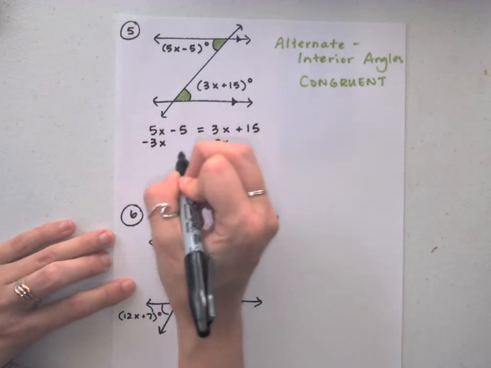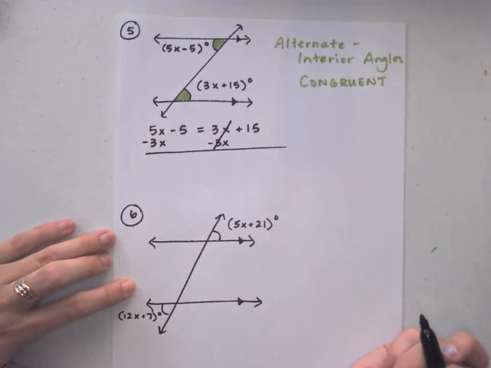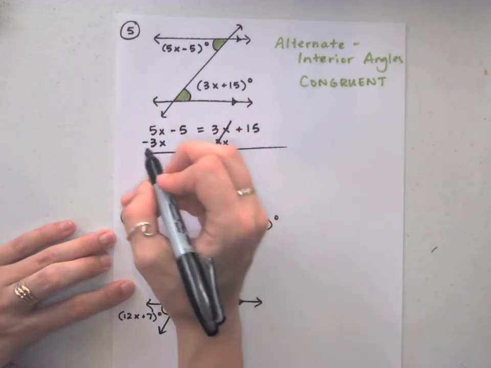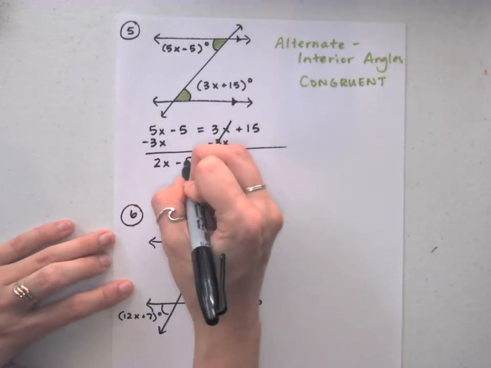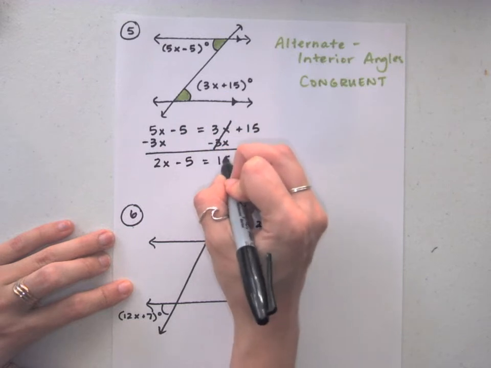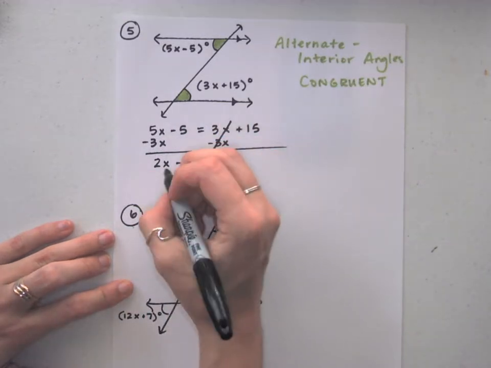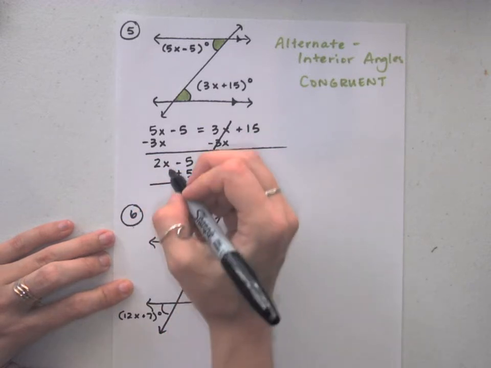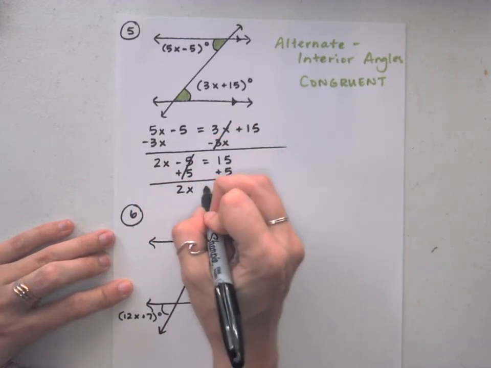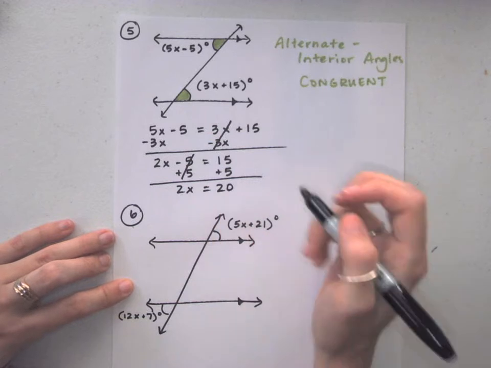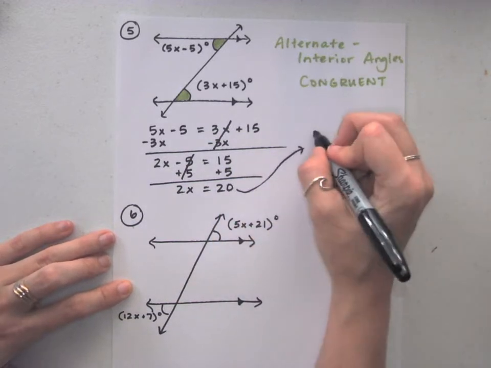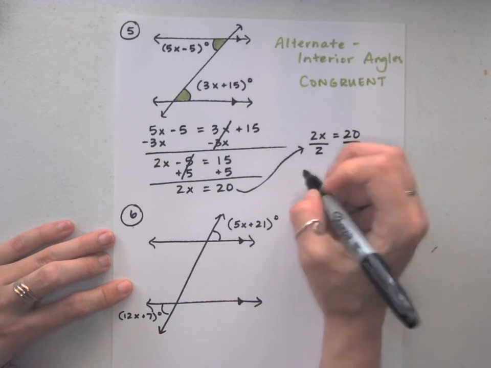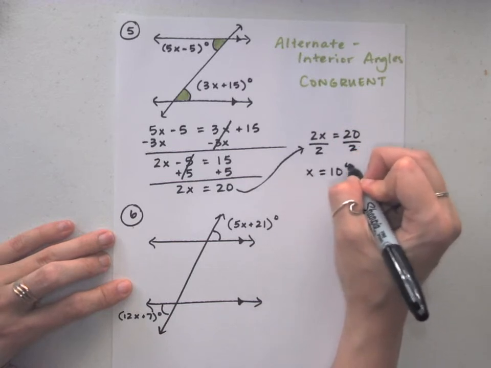I subtract 3x from both sides. Remember, when you're solving an equation, whatever you do to one side, you have to do to the other. 5x minus 3x is 2x. Now I want to isolate the variable term, so I'm going to add 5 to both sides. And I get 2x equals 20. And I'm kind of running out of room, so I'm going to go over here. Well, if 2x equals 20, then I can divide by 2 and figure out that x equals 10.